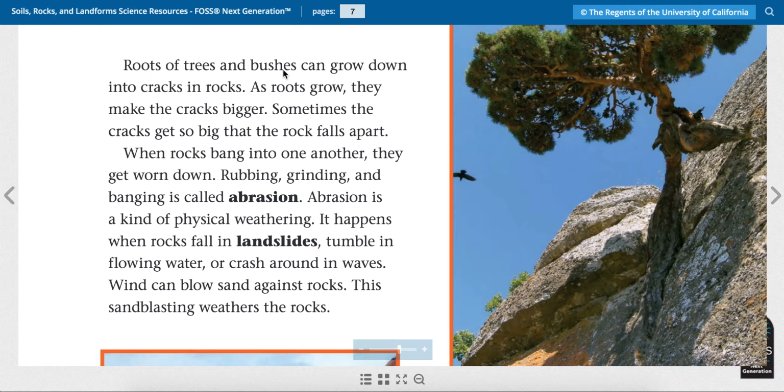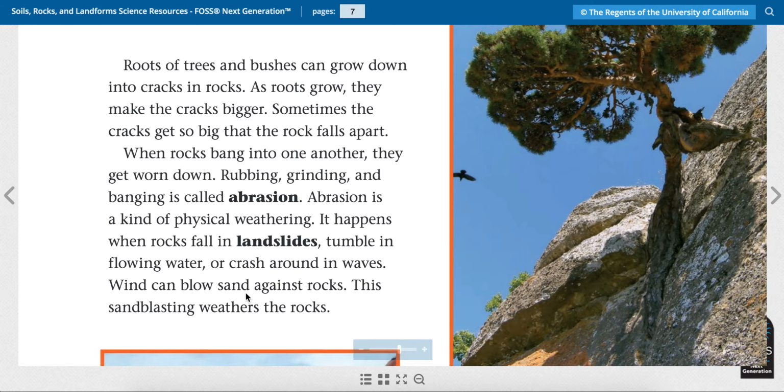Roots of trees and bushes can grow down into cracks in rocks. As roots grow, they make the cracks bigger. Sometimes the cracks get so big that the rock falls apart. When rocks bang into one another, they get worn down. Rubbing, grinding, and banging is called abrasion. Abrasion is a kind of physical weathering. It happens when rocks fall in landslides, tumble in flowing water, or crash around in waves.